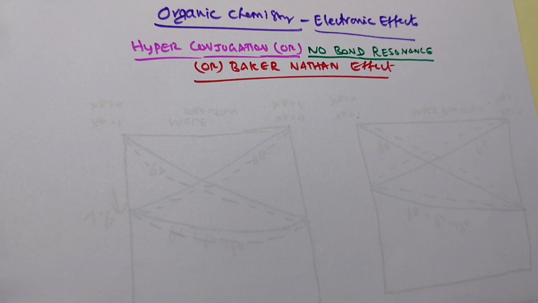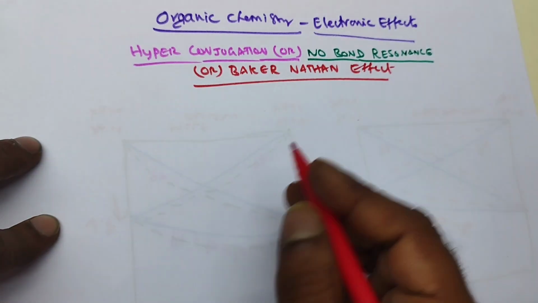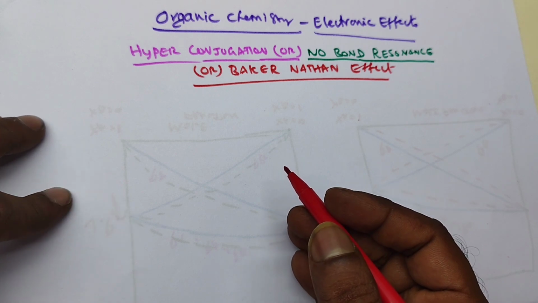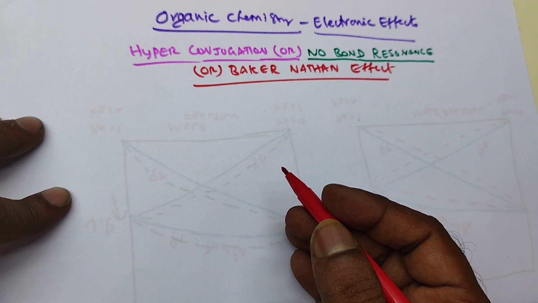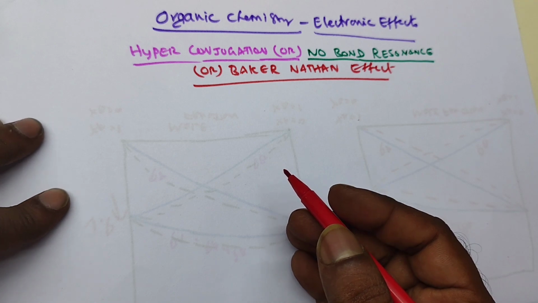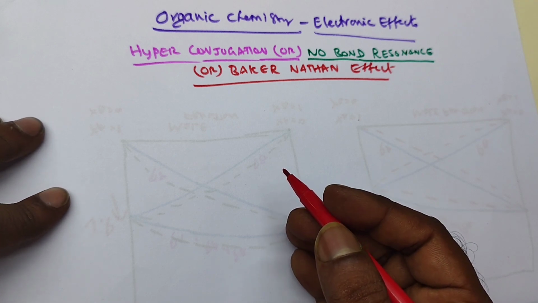In the last video we discussed a few electronic effects like the inductive effect, electromeric effect and resonance effect. Today we are going to discuss the hyperconjugative effect. The hyperconjugative effect is otherwise known as no bond resonance or the Baker-Nathan effect. Now let us discuss what is meant by the hyperconjugation effect.